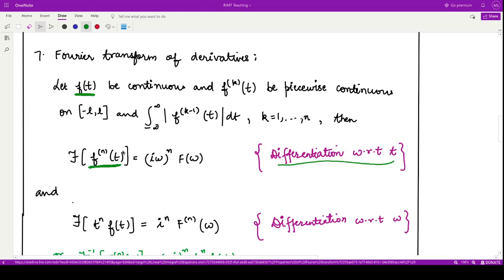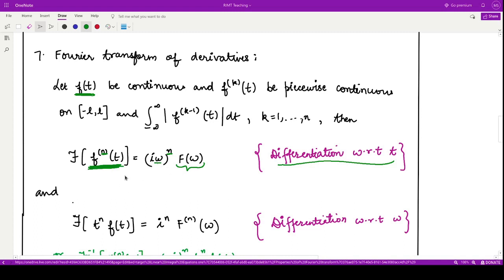So it would be iota omega raised to the power n, where n is the order of the derivative, times F of omega. Now what is this capital F of omega? This was nothing but the Fourier transform of the function f of t, right? So you can see that whenever you have this nth derivative, we are multiplying by omega n times here in addition to iota.